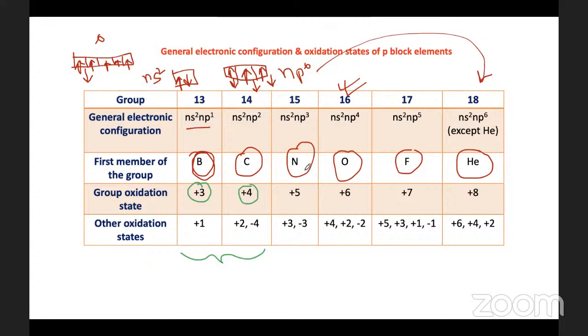For group 15, the oxidation state will be +5. For group 16, it will be +6. For group 17, it will be +7. And for group 18, it will be +8.